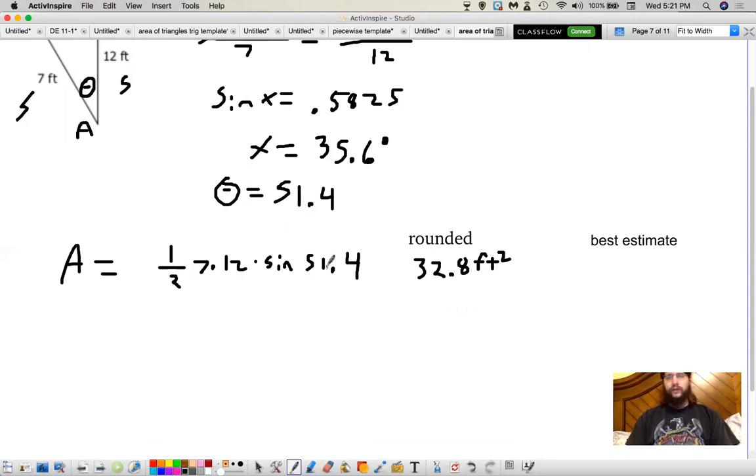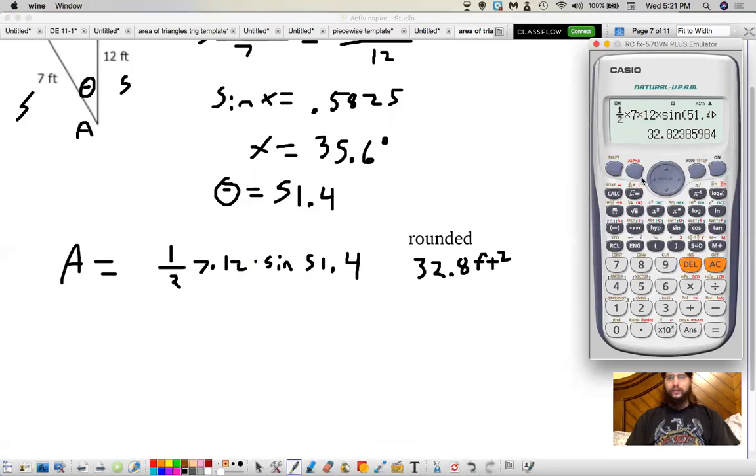So if you recall, this 51.4 number, I stored that to B. So what I'm going to do now is 1/2 times 7 times 12 times sine of, and we're going to type in the B. Let's see if it makes a difference. 32.8. It does not.